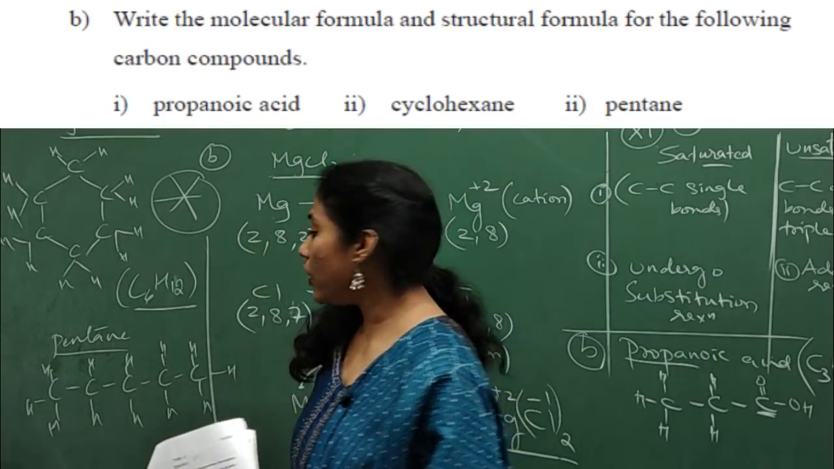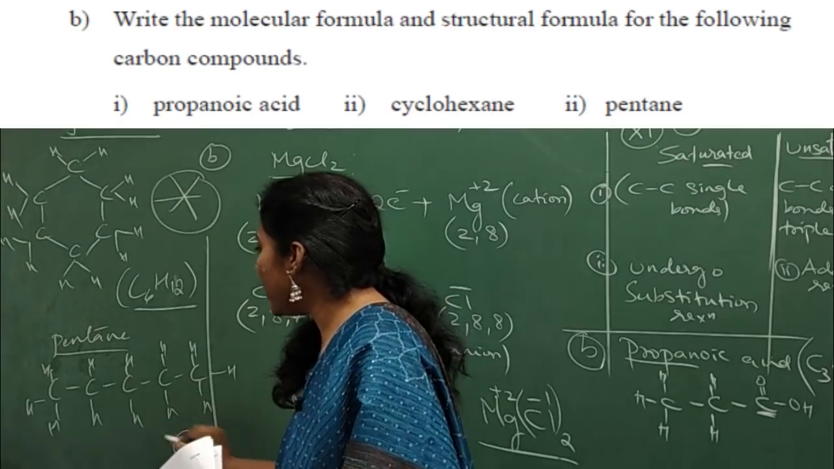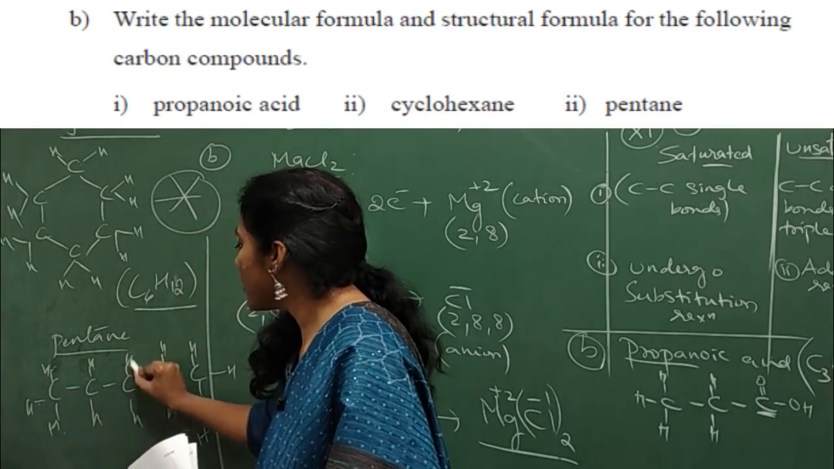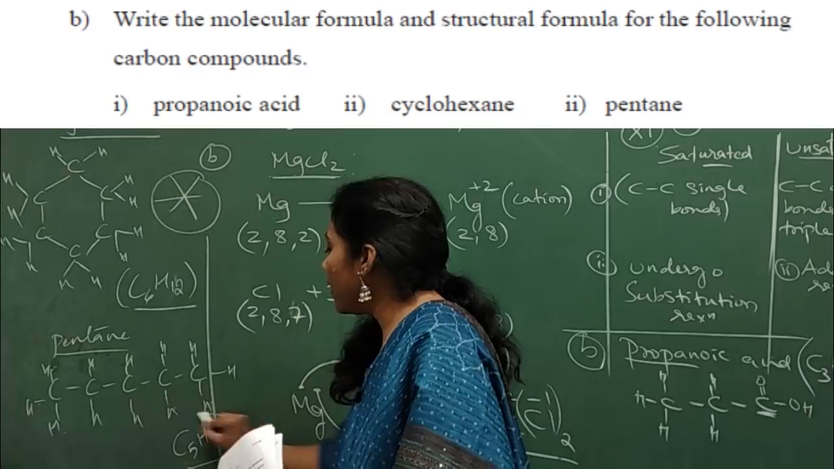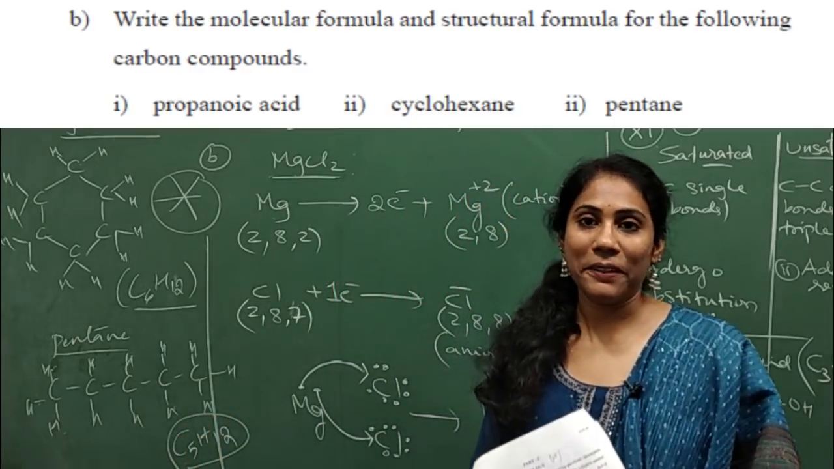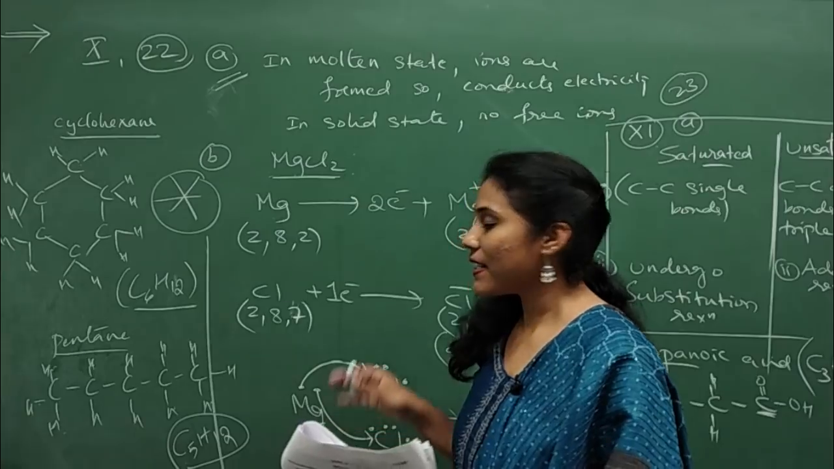And what is the molecular formula? Count the total number of carbons: 5. Total number of hydrogens: 1, 2, 3, 4, 5, 6, 7, 8, 9, 10, 11, 12. So C5H12 is the molecular formula of pentane. Right? So that's all about the chemistry part. So simple it is.